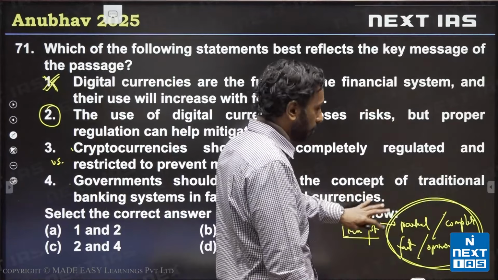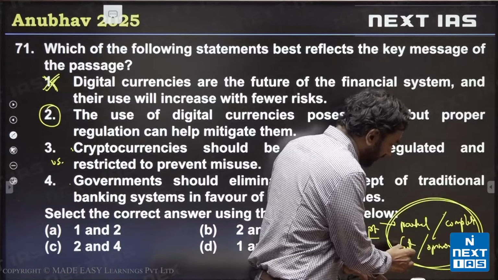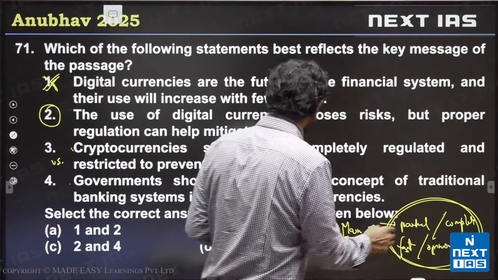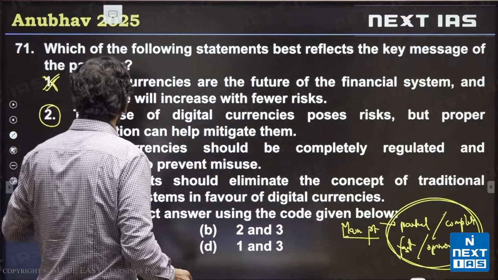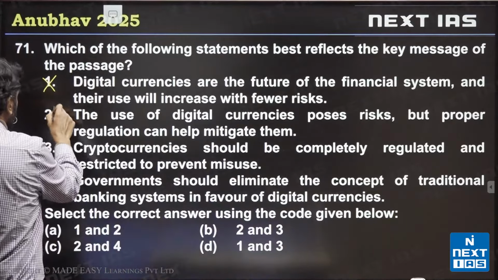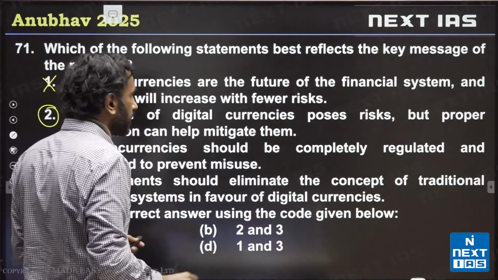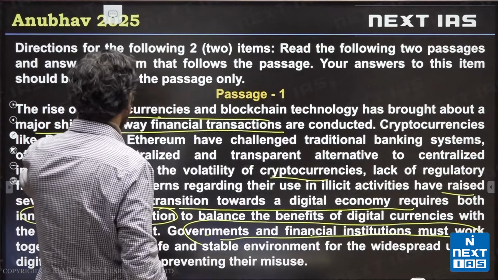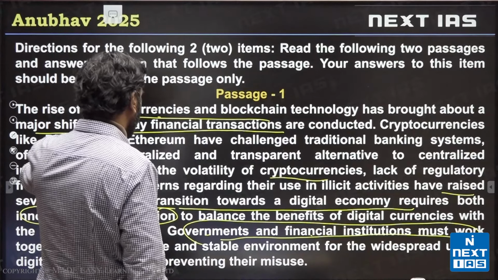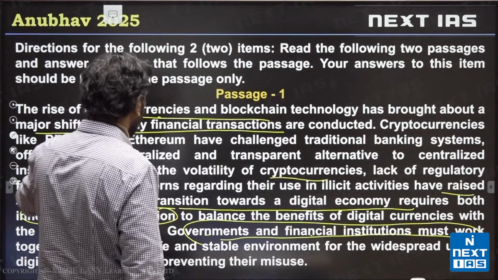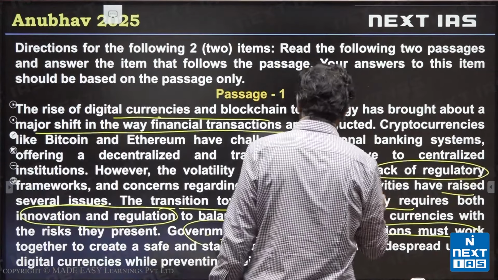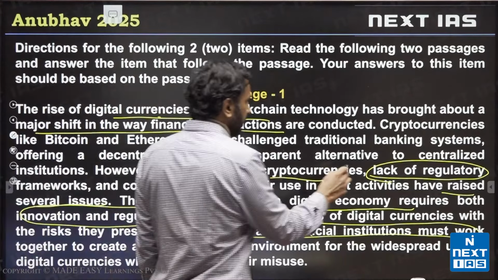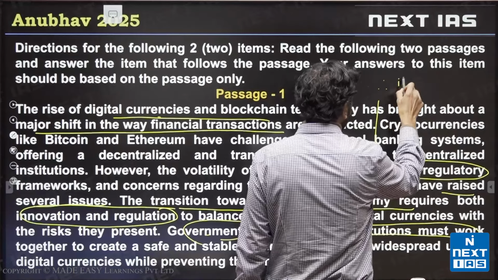Almost like we aren't looking for a summary exactly. But if you're using a fact, it should be mentioned accurately. If you're using an opinion, it should be mentioned accurately. And the main point must be mentioned. So that brings us to, I can eliminate 1 easily, accept 2 easily. 3 says cryptocurrencies should be completely regulated and restricted to prevent misuse. So let me actually check that. We are told lack of regulatory frameworks have raised several issues. So since regulatory framework is lacking, therefore issues.